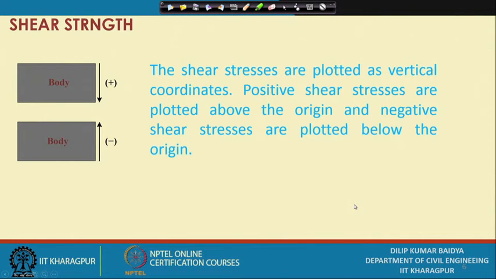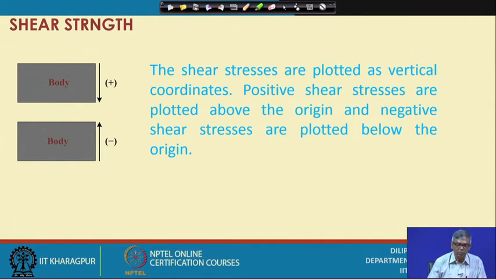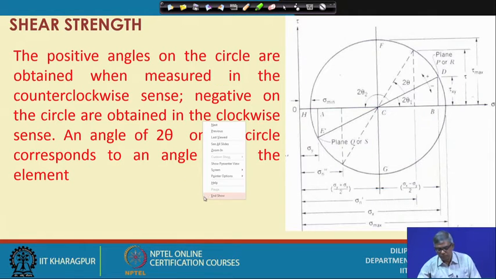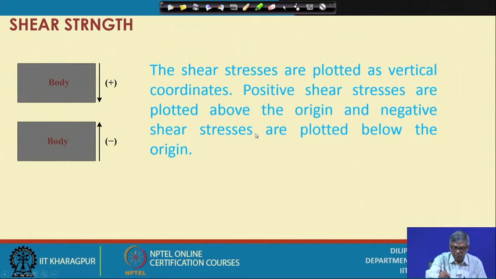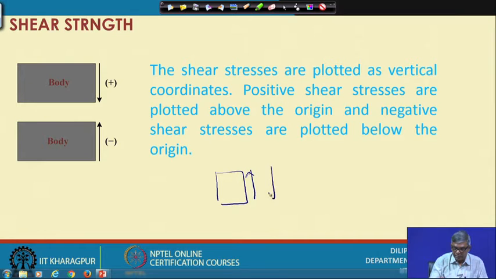And I have to follow some sign convention. As I have mentioned, tensile stress is positive and compressive is negative in general in mechanics, but in soil mechanics, since compressive force is most important, compressive is taken positive and tensile is taken negative. Similarly for shear, sometimes there is a plane and shear may be this way, sometimes this way. Which one is positive, which one is negative? So, this is the sign convention.